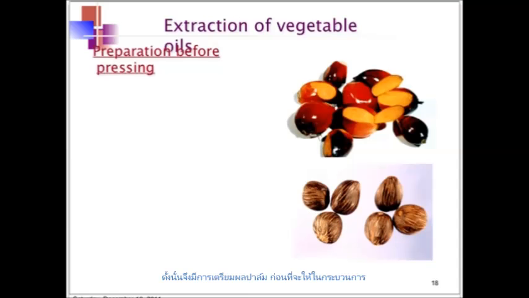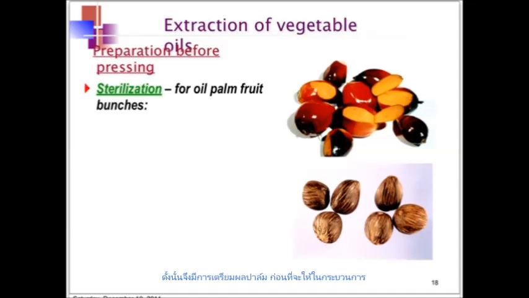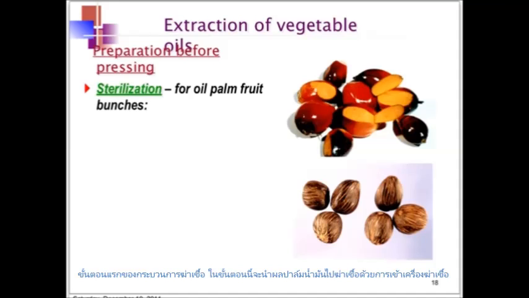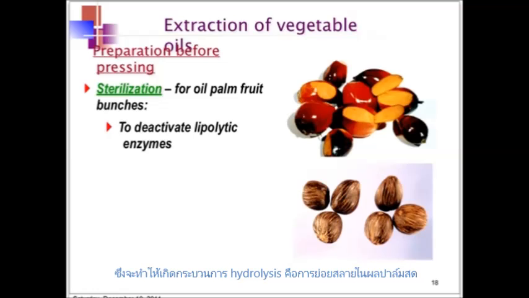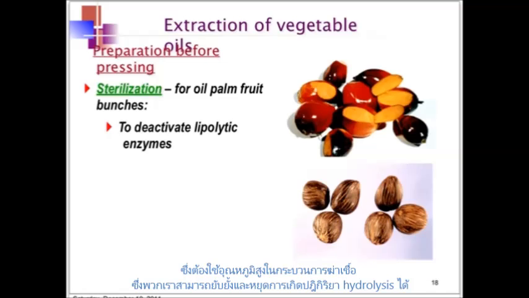So for the preparation of the oil palm fruits before processing, usually they will go through the sterilization process. Before pressing out the oil from the oil palm fruits, the first step is sterilization, in the sterilizer. The function of the sterilization process is to deactivate the lipolytic enzymes. The lipolytic enzymes such as lipase in the oil palm fruits can cause hydrolysis of the triglycerides or fat to produce free fatty acid, and this is an undesirable chemical reaction that needs to be stopped. So by using high temperature in the sterilization process, we can deactivate the enzyme and stop the hydrolysis.